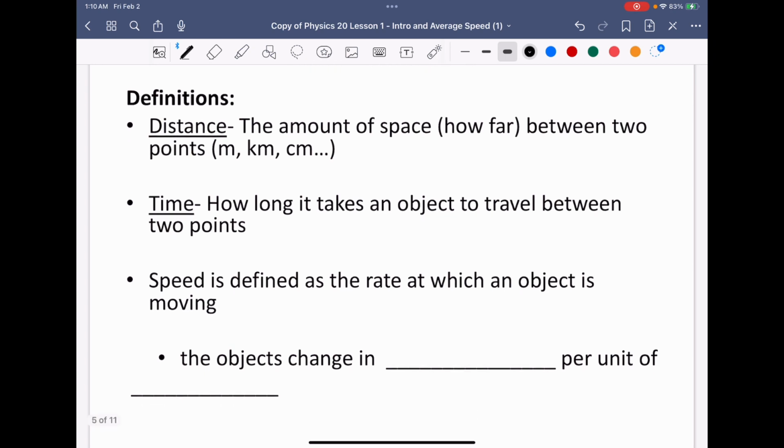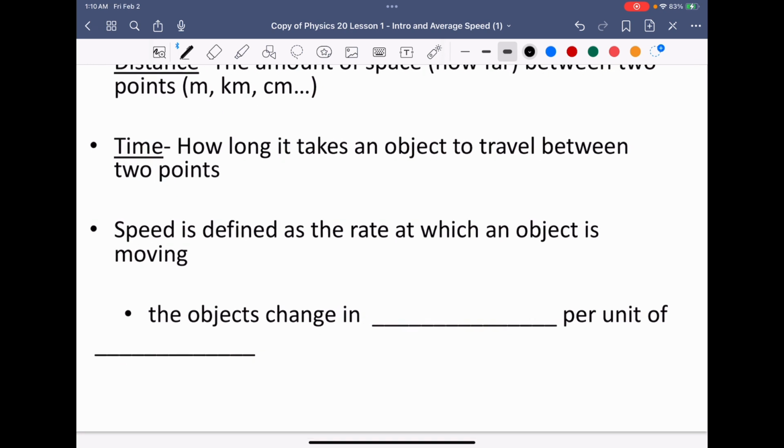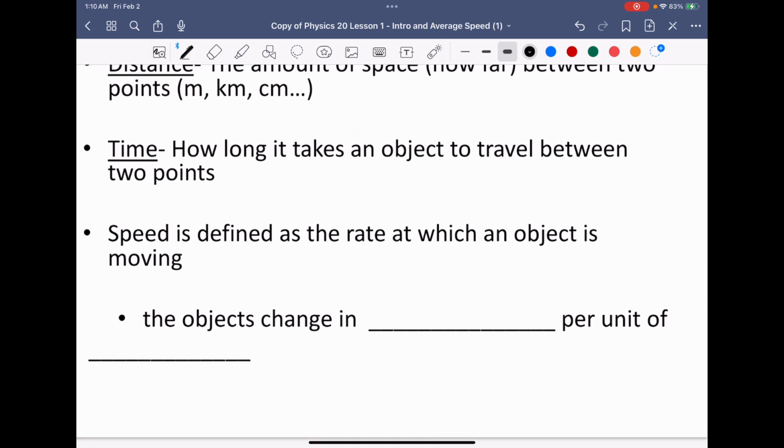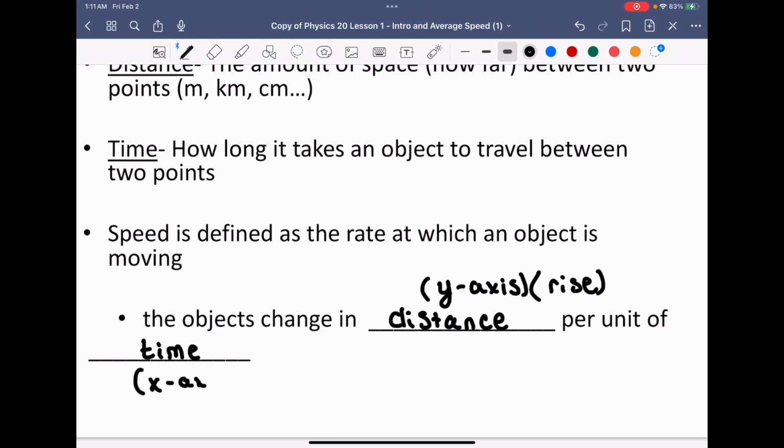And then lastly, speed is just defined as the rate at which an object is moving, or more specifically, based on our lesson 0, it was the change in distance over any given unit of time. The way I explained this in class is that distance is our y-axis, or our output, if we want to call it that. Your y-axis, or more importantly, your rise, for any given unit of time, which was our x-axis. And this is also symbolic of the run. So rise over run, distance over time, gives us our speed calculation.